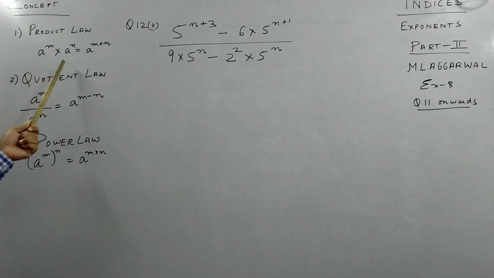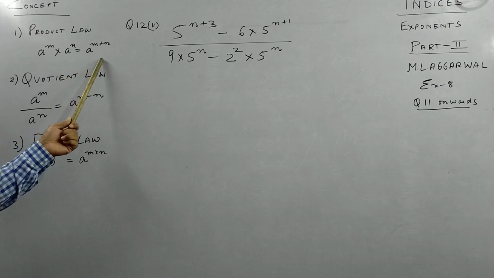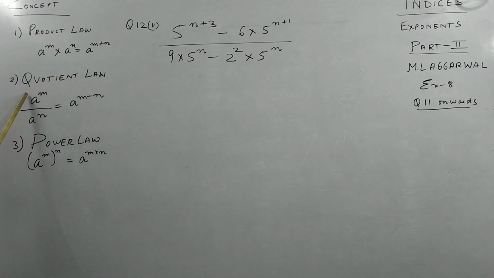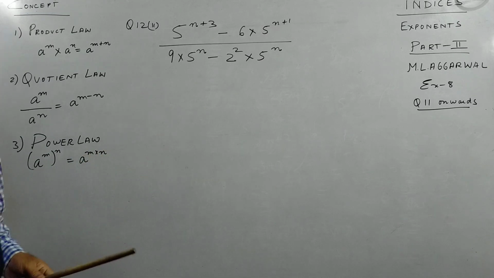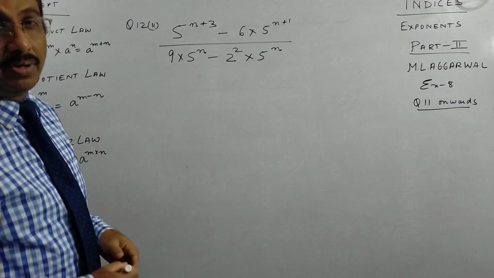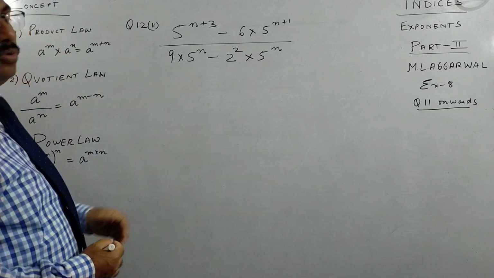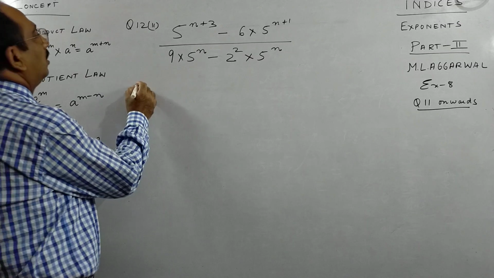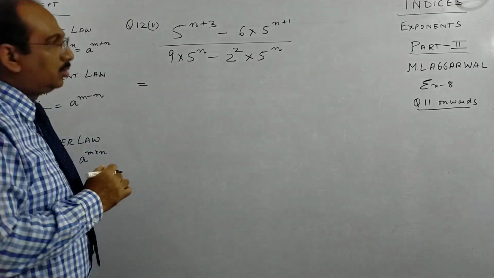Let me recapitulate what we have done so far. Product law: when bases are equal, powers are added. Quotient law: when the bases are the same and they are divided, powers are subtracted. The last one is called power law: power's power is multiplied. There were many other small things which I showed you in part 1 of my video lesson. So here we move on to question number 12, part 2.